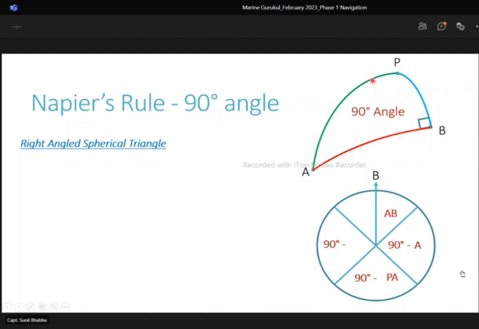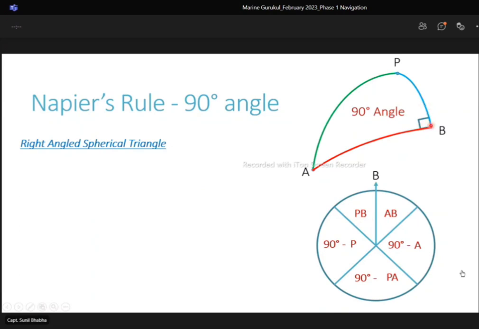Coming back to the triangle, after side PA, we have angle P in the triangle. And moving further clockwise in our cartwheel, in the next part we have 90 degrees minus already written, and we fill up this angle P after 90 minus. So this part becomes 90 degrees minus P. Moving further clockwise, we have side PB of the spherical triangle, the blue color side, and moving further clockwise in the cartwheel, we have this part which is remaining now, and we fill up the side PB in this particular part.